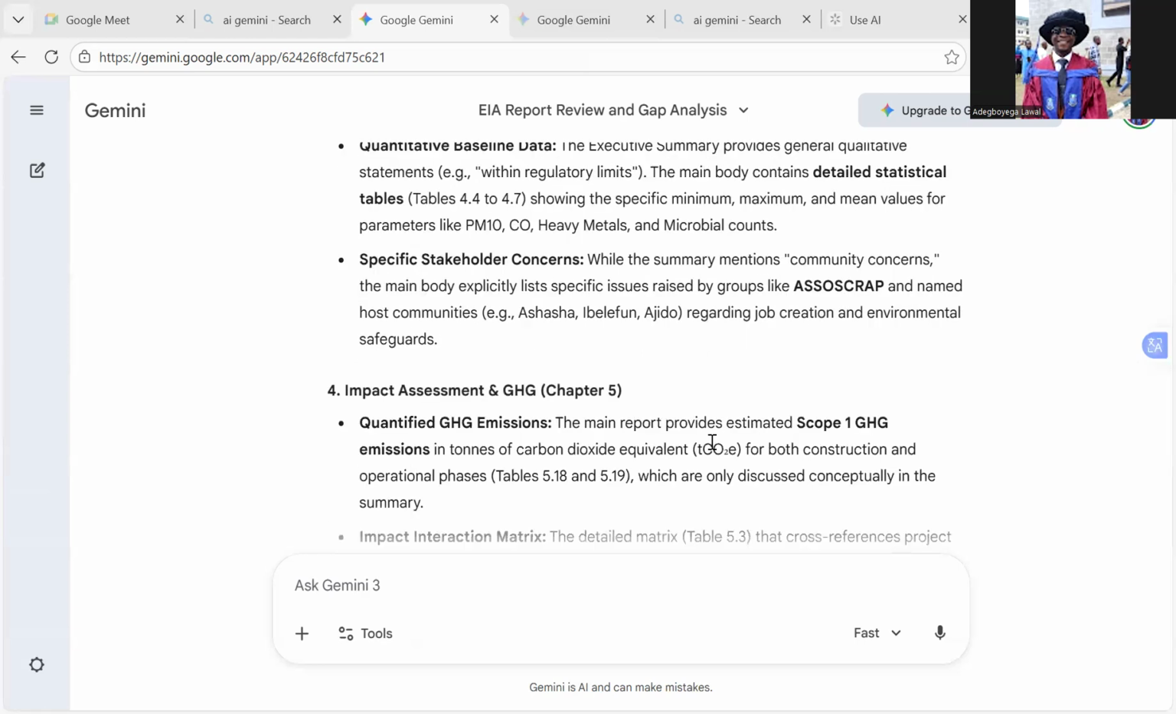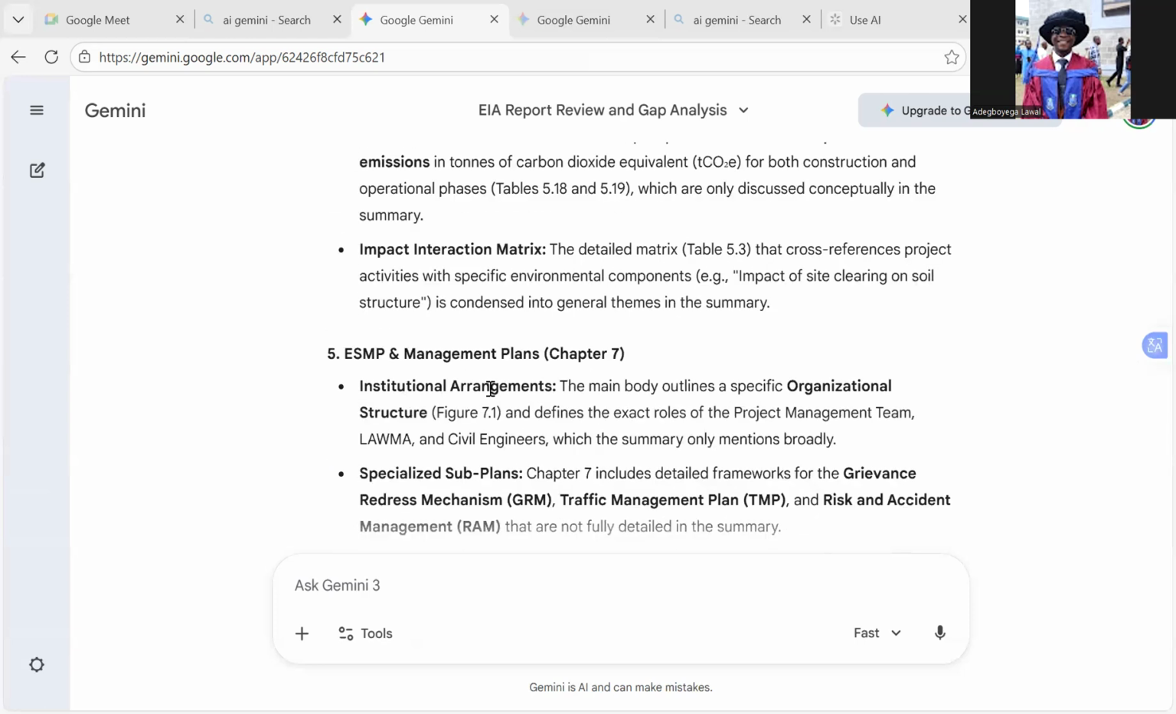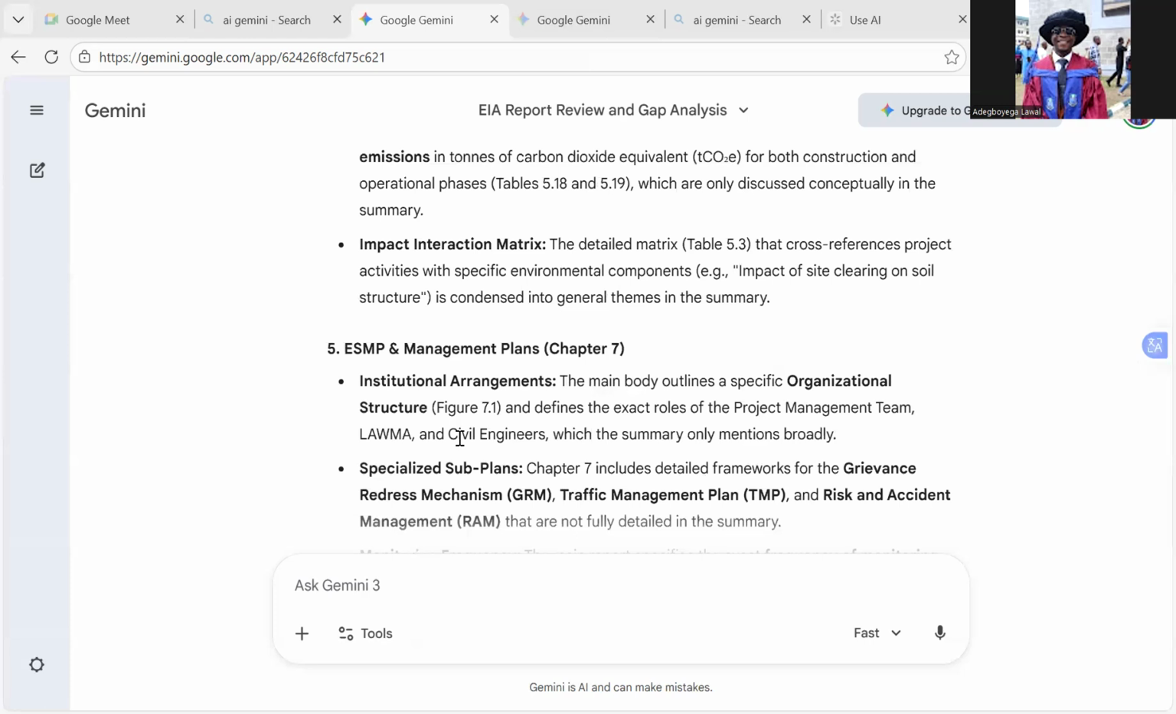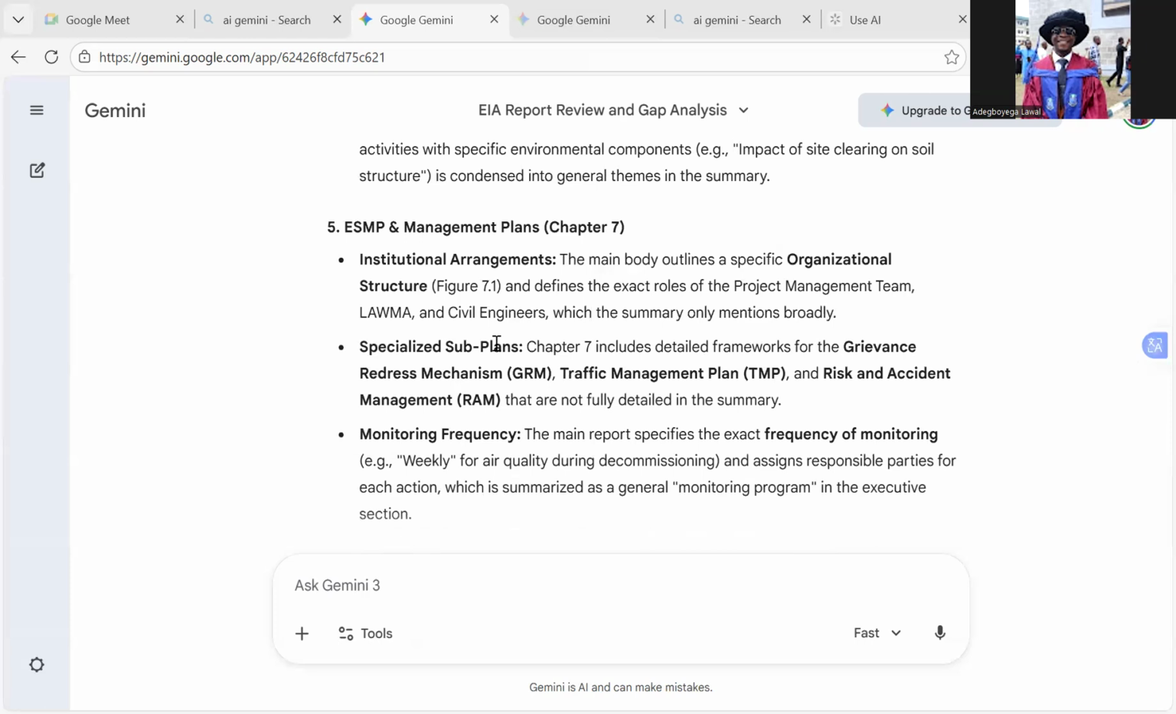Under impact assessment, there is also the quantified GHG emission. They said there is a need to have a highlight of this information, and also maybe the ESMP, the organizational structure, and highlights of specialized subplans. You can list them, like the grievance redress mechanism, traffic management plan, and risk and accident management. These are not fully detailed in the summary. You might not need details in the summary, but you also need the highlights. So don't take it as a reason to put in details.